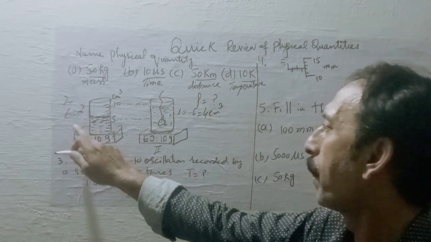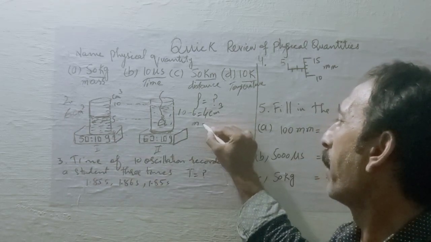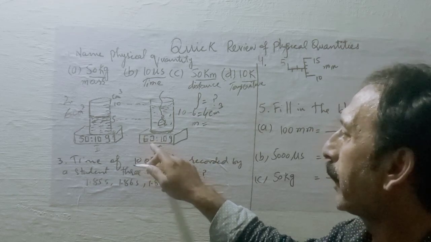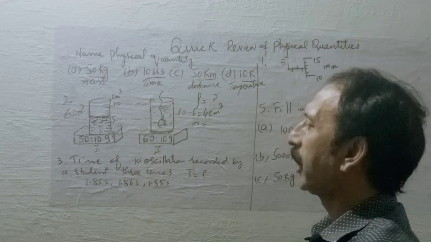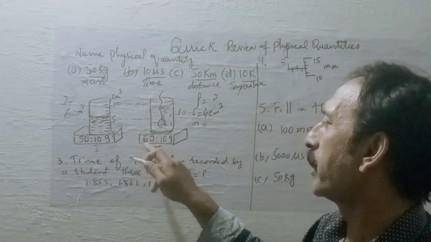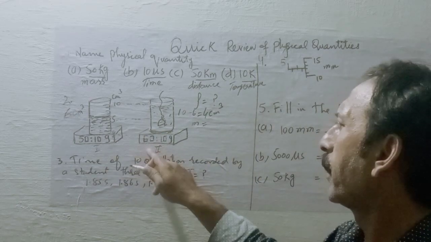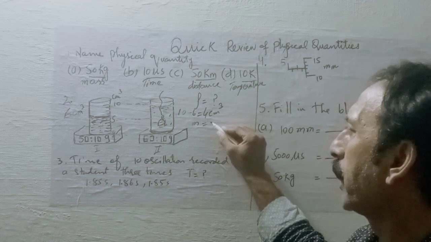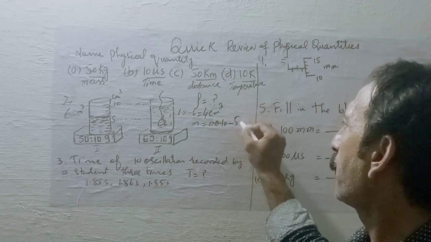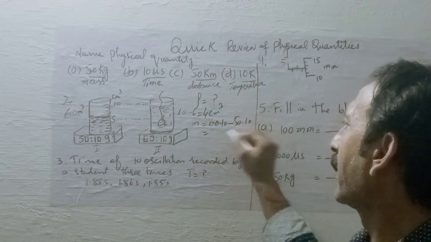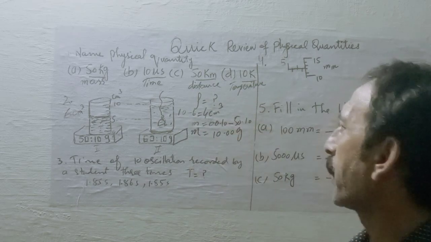So now, what is the mass given here? For mass, I can see here that with the immersion of this stone or irregular shape object, the mass value has changed to 60.10 grams. So how would I find this? I will subtract 60.10 minus 50.10 and the answer is 10.00 grams. So this is your mass.